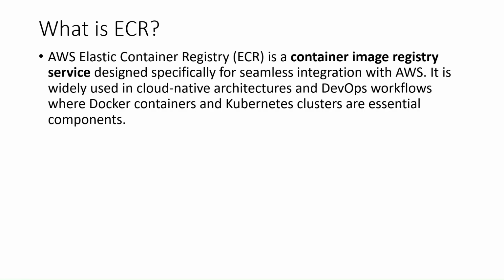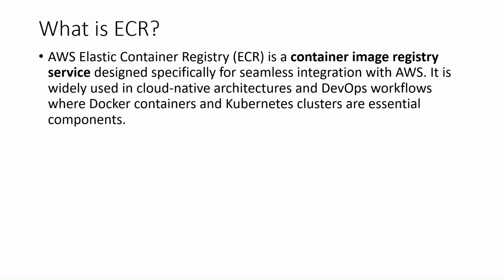And yet another one is container. Probably the DevOps engineers would be aware of what exactly a container is. Containers are nothing but a packaged application, kind of an image, that will have the required dependencies as well as the source code. A registry is nothing but a kind of a book. So it is a container image registry service designed specifically for seamless integration with AWS services. Specifically they have developed ECR, that is Elastic Container Registry, for integration with AWS services.